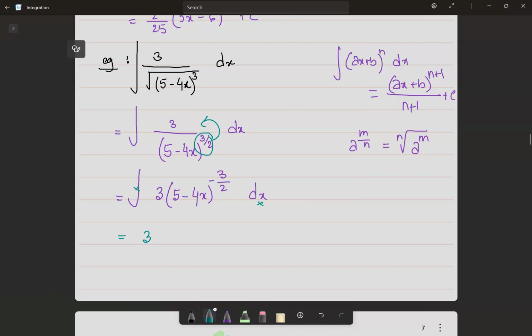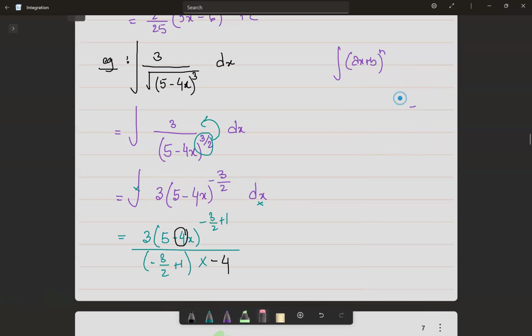And for this part, we know that we first have to add 1 to the power. So minus 3 by 2 plus 1. And then we divide it. The very basic rule that we have, we first apply that. And then we see that for the next part, whatever is with x, we multiply that. So we have minus 4 as the coefficient of x and we multiplied it. So what will we get in here? After we simplify, will be our answer. So when we simplify, what do we get? We have to write plus c, obviously.